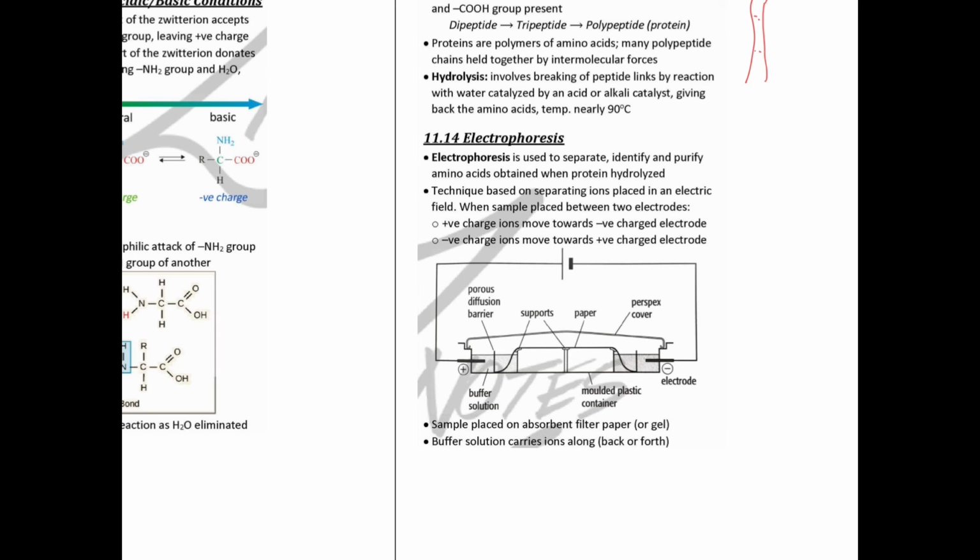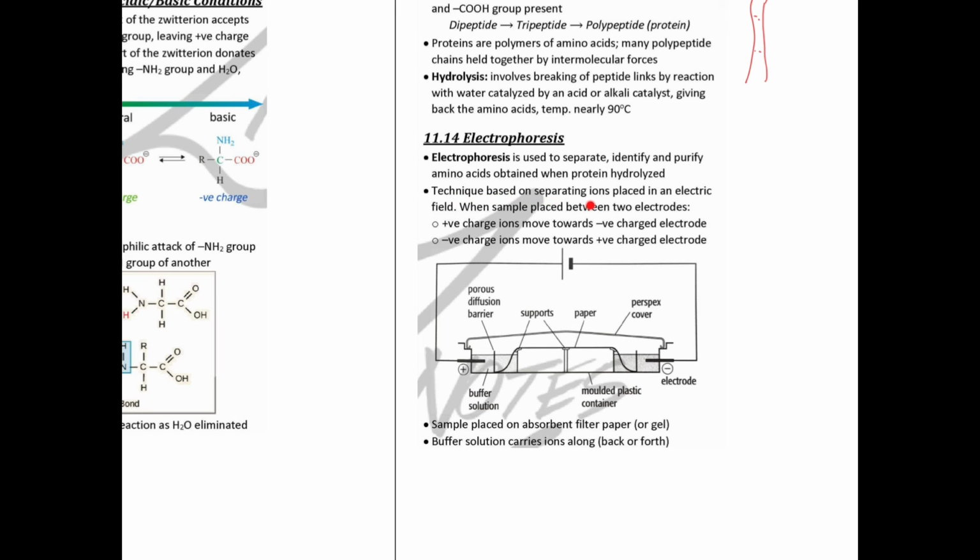Of course, if they are light, they will travel faster. If they are heavy, they will travel slowly. Because of that, we can separate them. Likewise, for the negatively charged amino acids that go to the left, if they are light, they can move quickly. If they are heavy, they will move slowly. So that's why the technique is based on separating ions placed in an electric field.